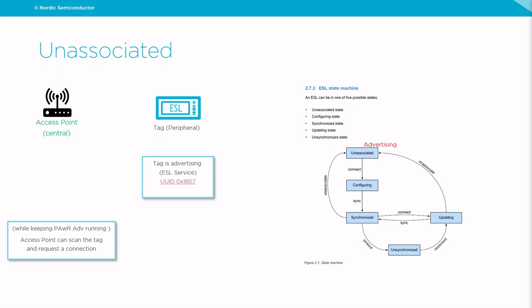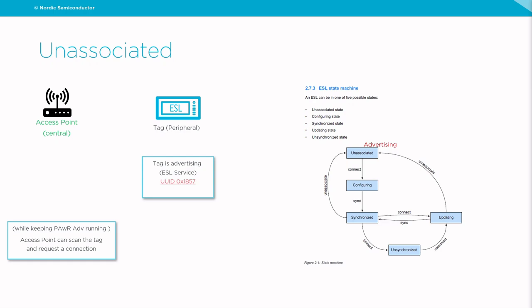In this state, the tag will start the normal advertising, and among other things, it will advertise that it is running an ESL service. The tag is scannable by the access point, and the access point can request a connection. Up until now, we are not using PAwR on the tag side. However, on the access point, we already have the PAwR advertiser running, and while doing that, the access point can scan and request a connection to this specific tag.